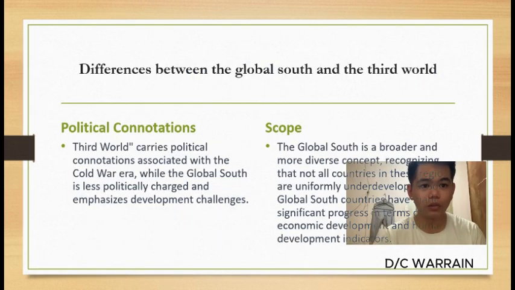Differences between Global South and Third World. Political connotations: Third World carries political connotations associated with the Cold War era, while the Global South carries less political charge and emphasizes development challenges. Scope: the Global South is a broader and more diverse concept, recognizing that not all countries in these regions are uniformly underdeveloped. Some Global South countries have made significant progress in terms of economic development and human development indicators.